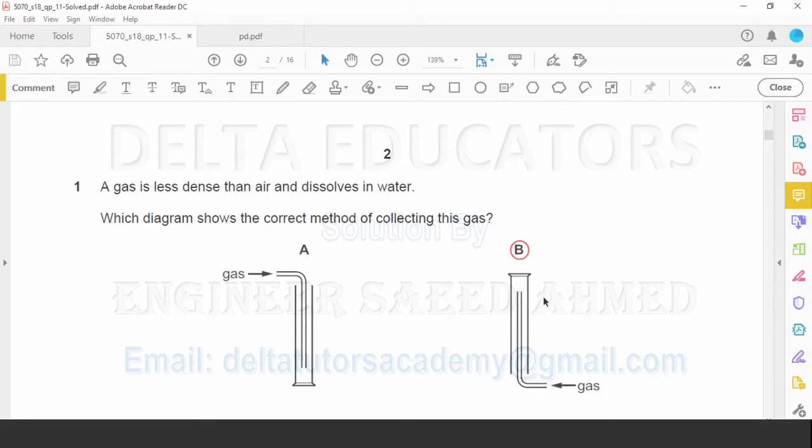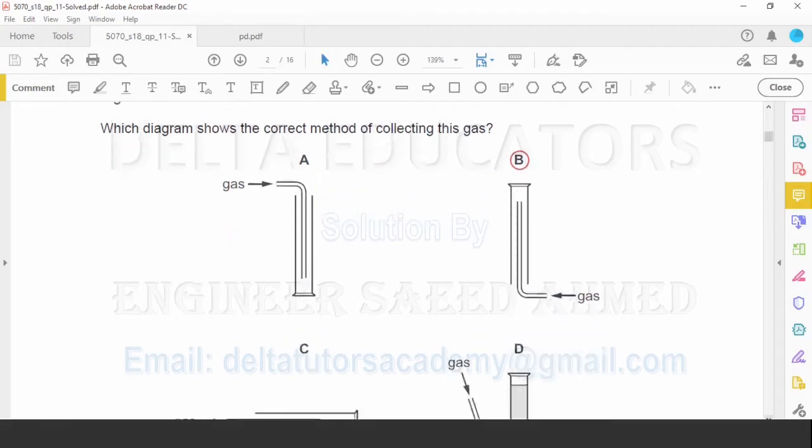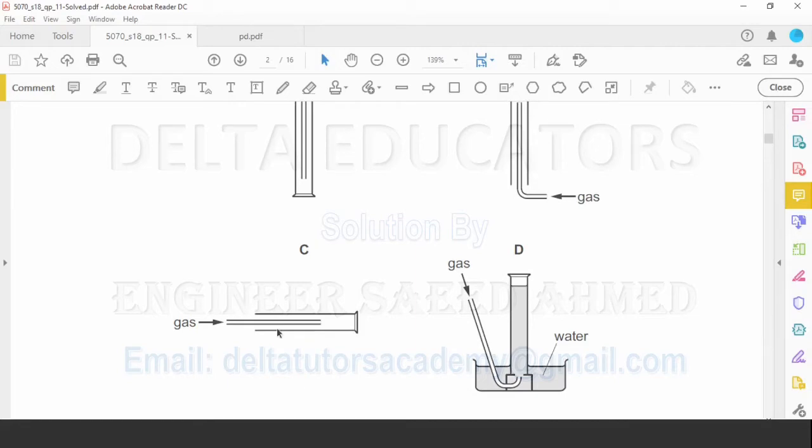Option B. Since the gas is lighter than air, when the gas comes into this jar, air will be displaced in the downward direction. So air will move down and the gas will be collected here in the cylinder. So this option is possible, but we will check the other options also. Option C is not a better option. When the gas comes into the jar, it will escape from this opening. So this option is not a good option.